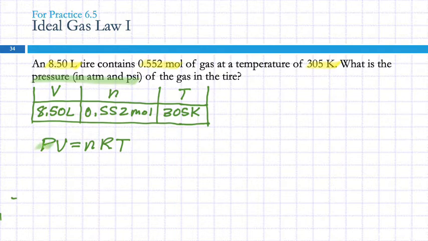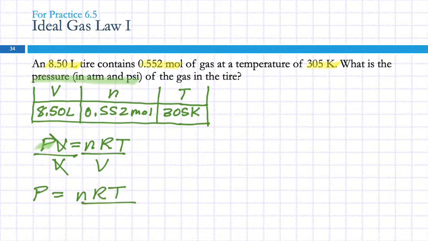Thankfully, the ideal gas law does not have any fractions in it. So we can just set about rearranging. If I divide by volume, the volumes cancel out here. So that tells me that the pressure of this gas is equal to N times R times T divided by V.